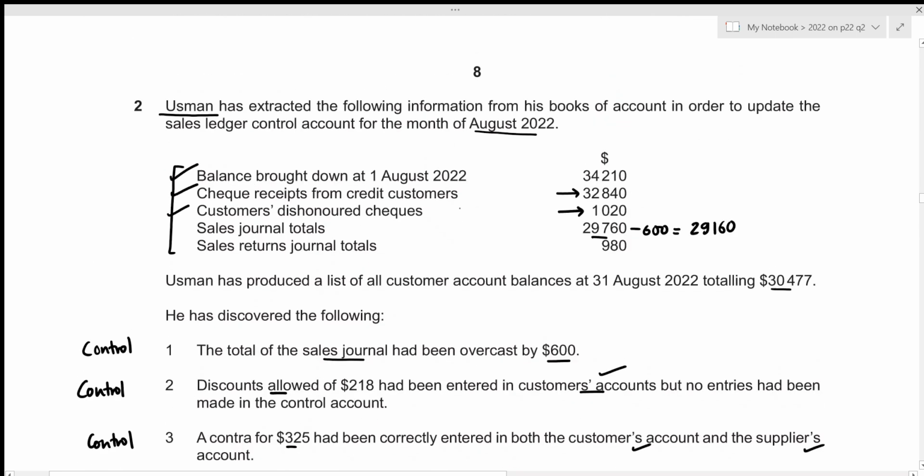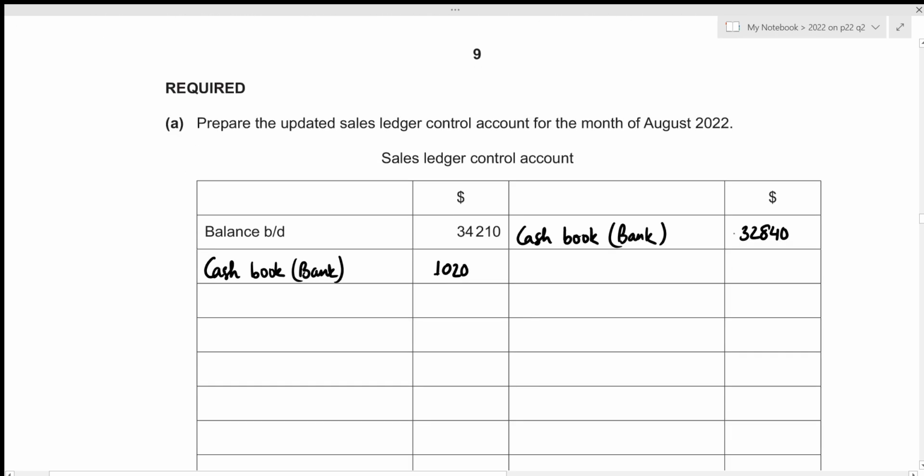Then the next one is sales journal totals. Sales journal totals will definitely increase the total balance, which should be recorded on the debit side, right? And the correct amount is 29,160. So let's write it down. That is the sales total, which we take from the sales book, right? And this has the correct amount of 29,160.